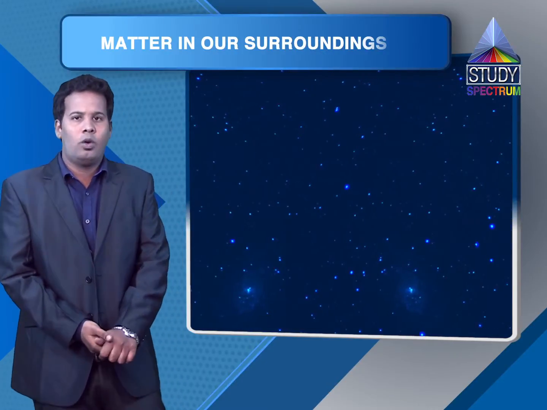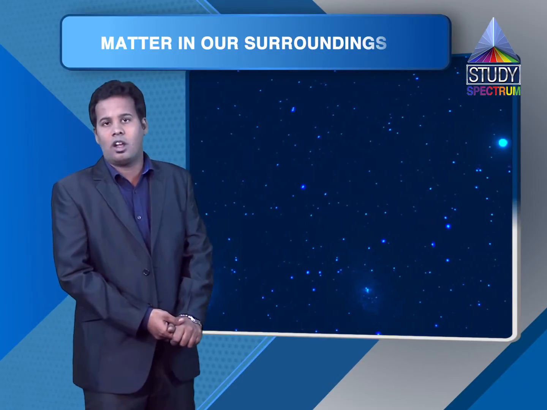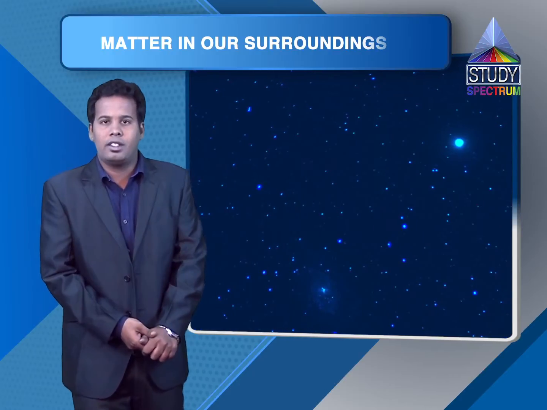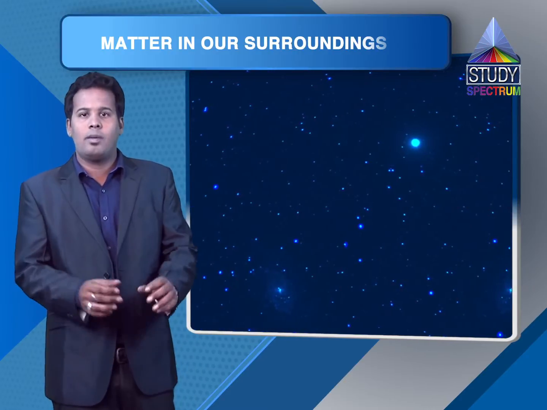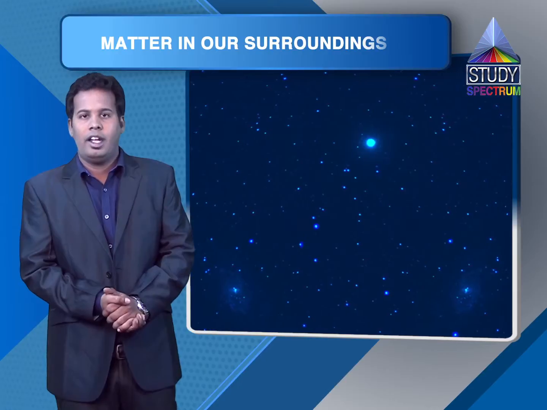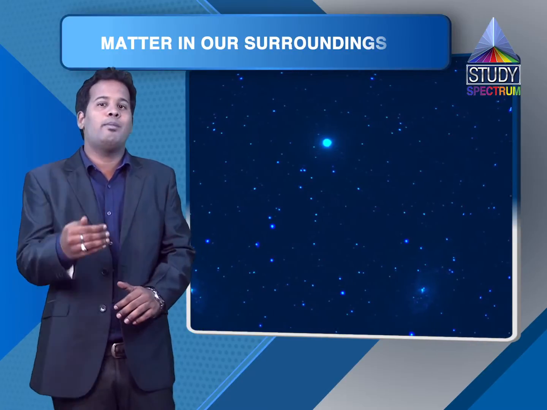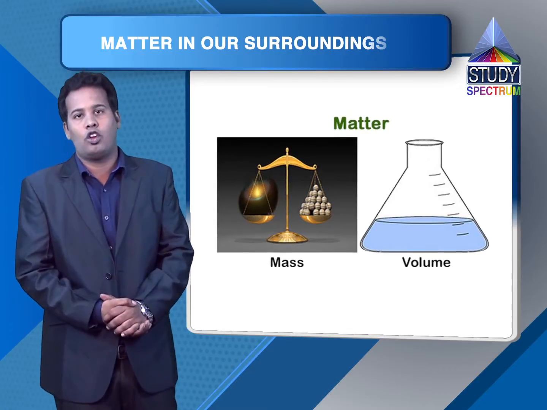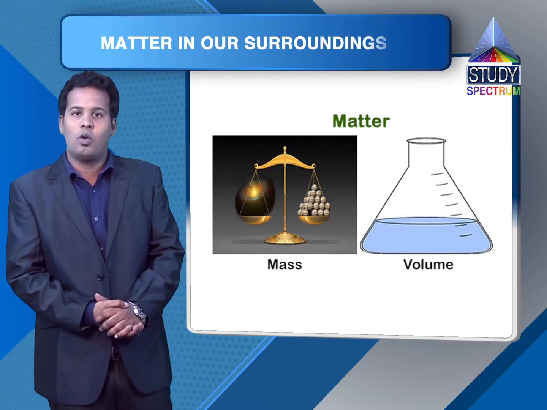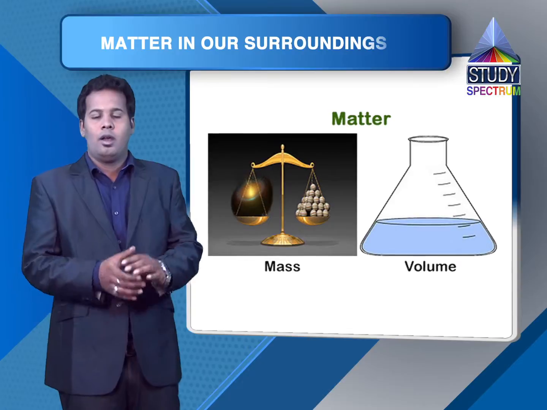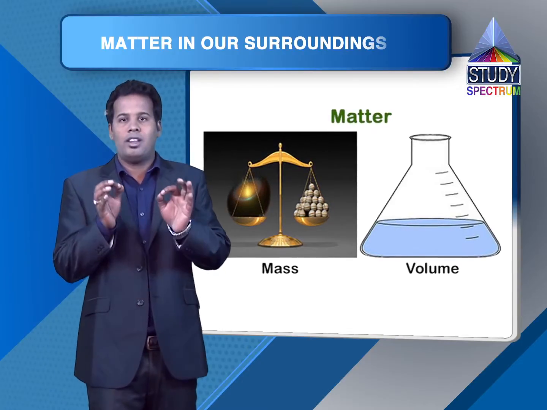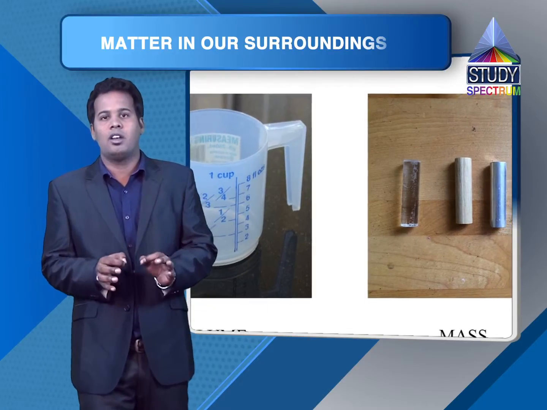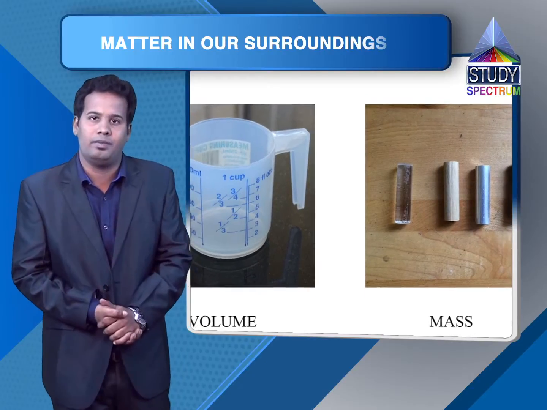Now the point to be noted is, as we look around in our surroundings, these objects, these things occupy some space or the other. It means if we want to define matter, how can we define matter? Matter is something which occupies volume and also has some mass. Anything which occupies some volume and has some mass is termed as matter.